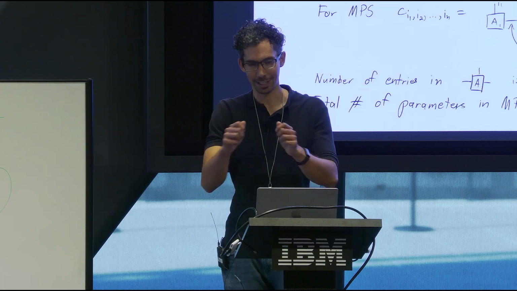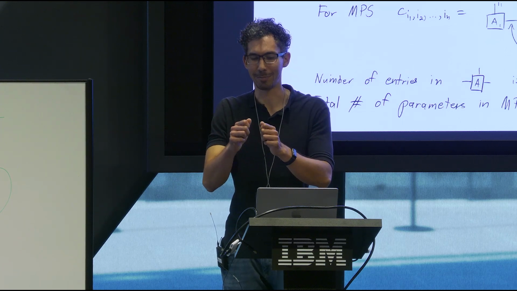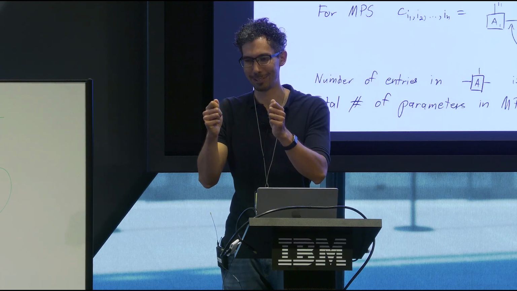I'm just trying to picture this. You have a Bell pair between two neighbors? Let's say 3 and 4 are a Bell pair, and then 2 and 5 are a Bell pair, and then 1 and 6 are a Bell pair.